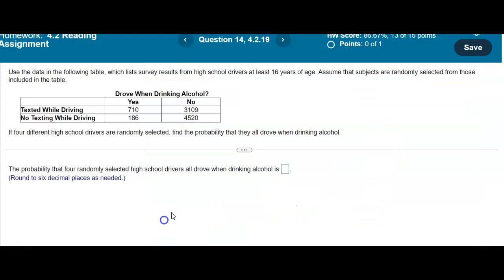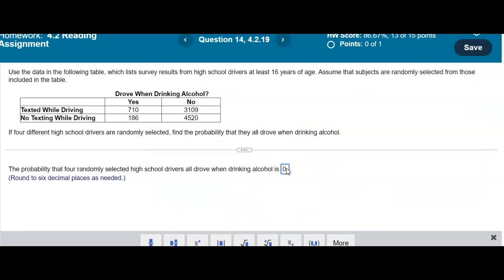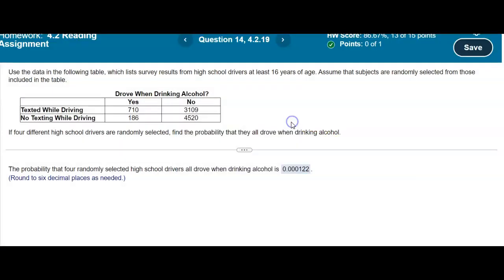So we have 0.000122. Check our result, and there is our answer.